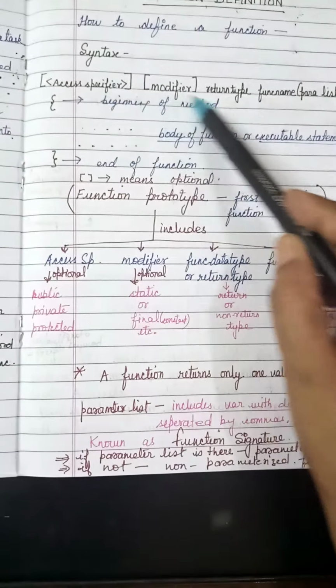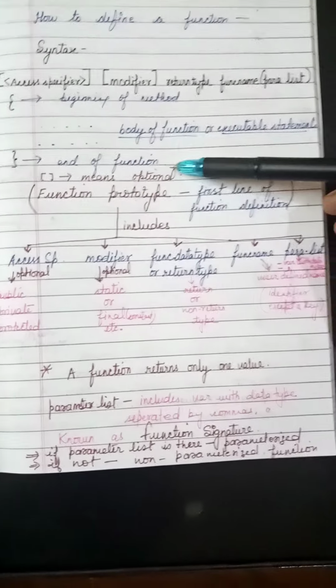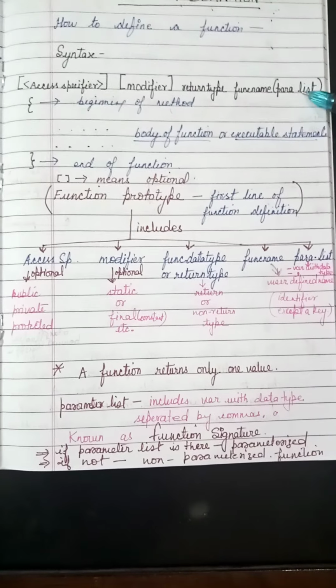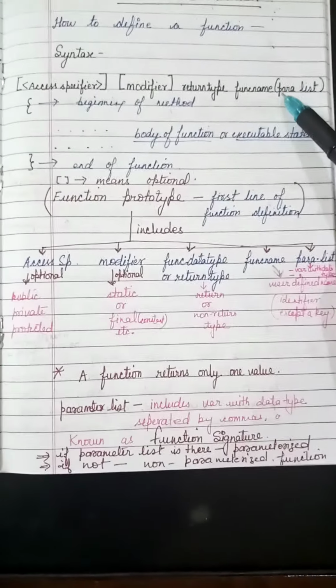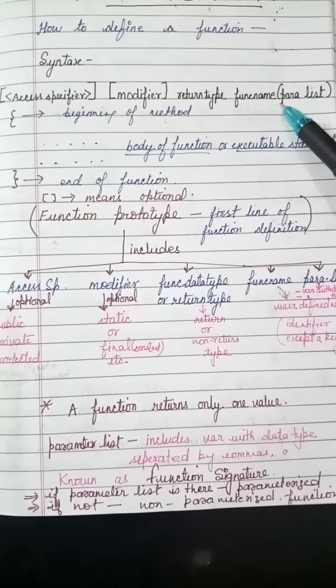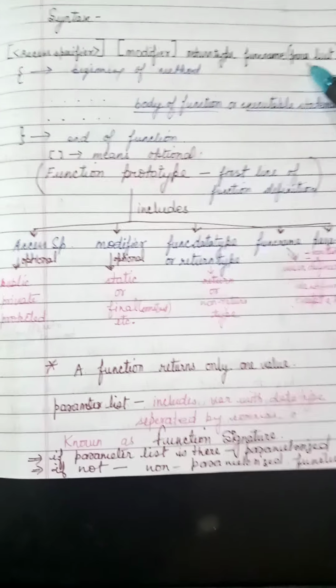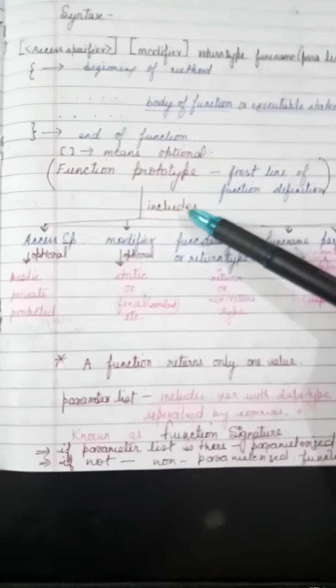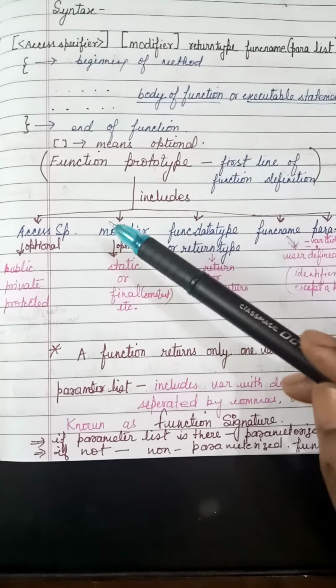Now this very first line of the function, this is the function definition. And the first line of function definition before the opening brace, it means this line, this is known as function prototype. We will discuss later on in detail. Now the function definition includes what? I told you, again I am going to explain.